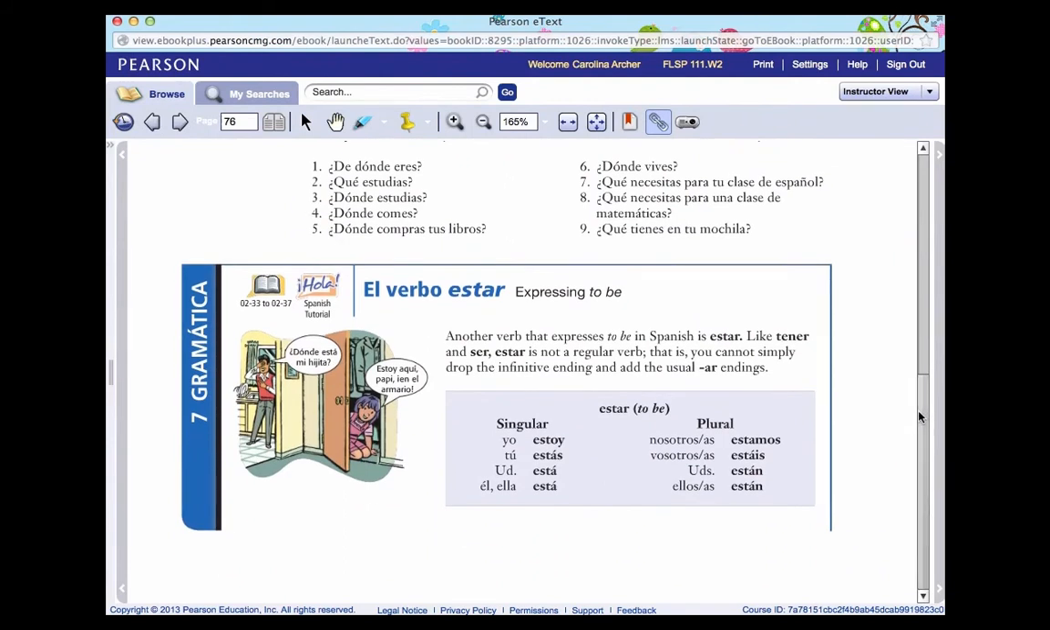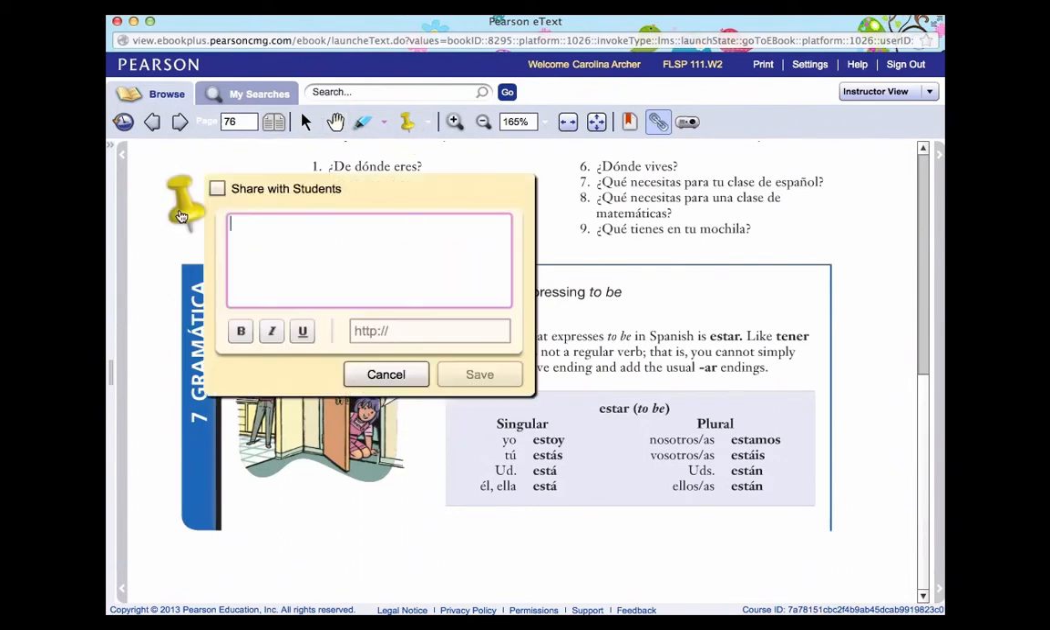Okay, muy bien. So now we're going to go to the verb estar. Estar. The verb estar also expresses to be, just like the verb ser that we already learned. Okay, we learned the verb ser, and now we're going to learn the verb estar, and they both mean to be, both of them. They are not interchangeable. Okay, so if you use one, it means one thing. If you use the other one, it means a different thing. So they're not interchangeable. So we need to learn what the difference is between them.